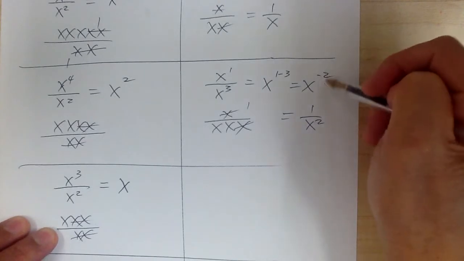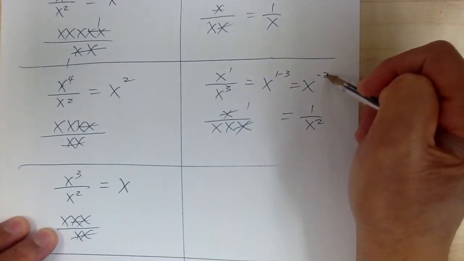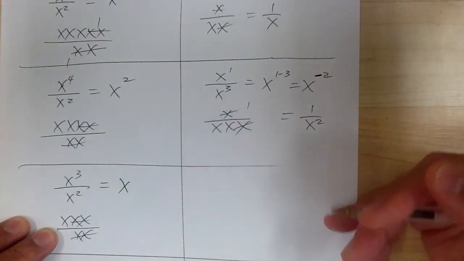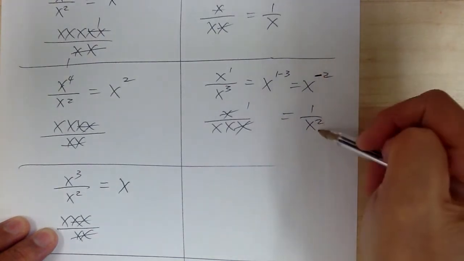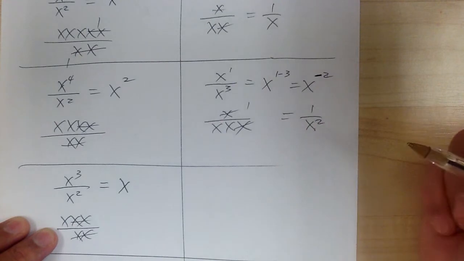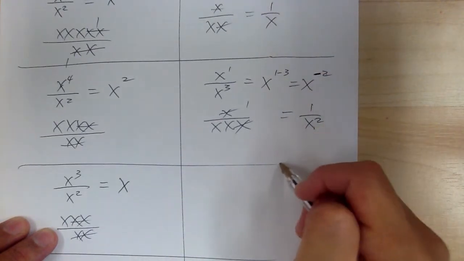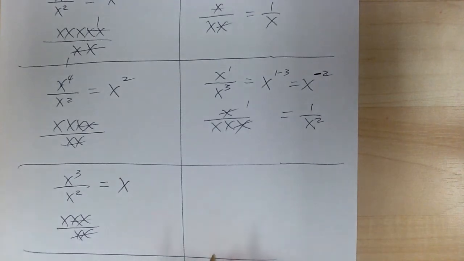So you can see the pattern. The negative 2, when you flip it over, becomes like that. The negative exponent is used to flip things over. So that's what the negative exponent means. Okay, so let's go over some more examples.